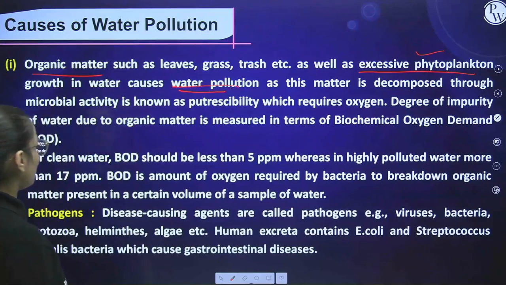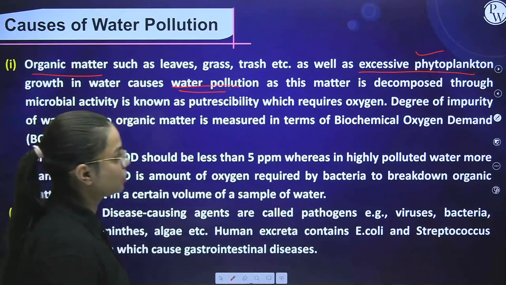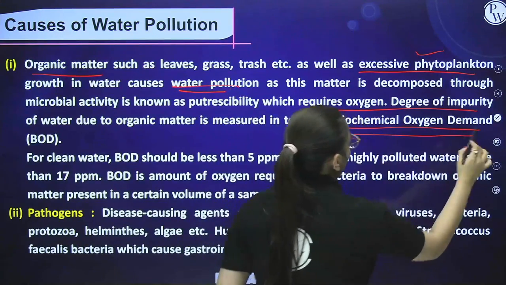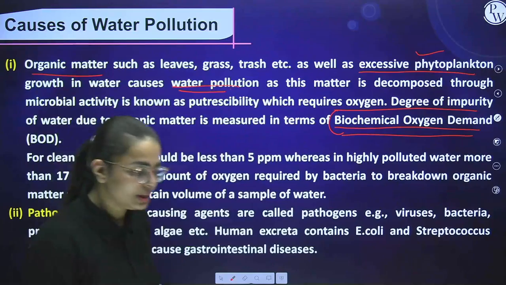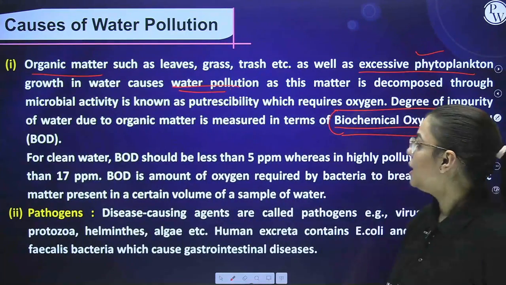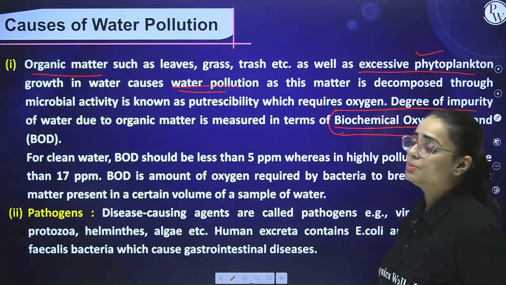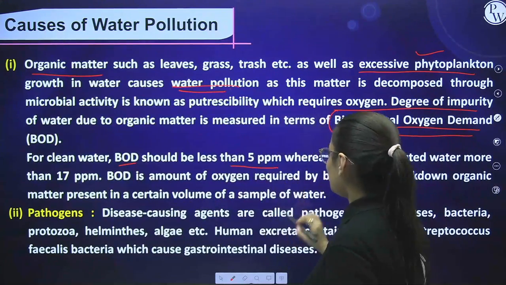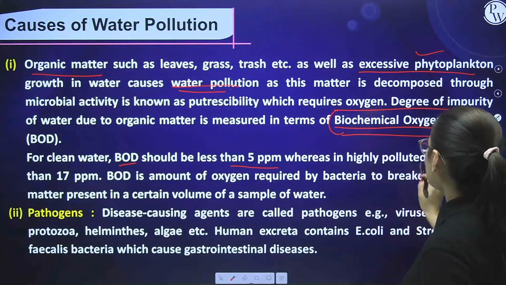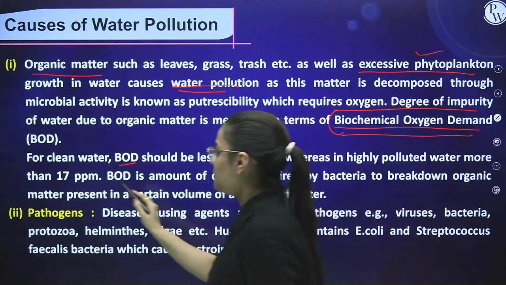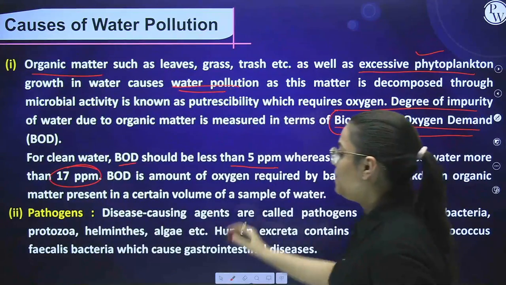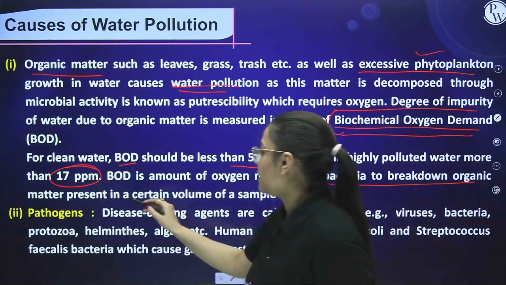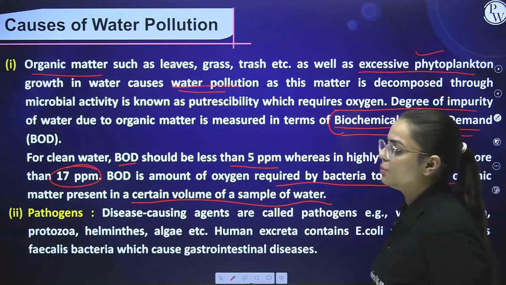The degree of impurity of water due to organic matter is measured in terms of BOD, that is biochemical oxygen demand. Now, to check the degree of impurity in the water, you need to know about the biochemical oxygen demand, that is BOD. See, for clean water, BOD should be less than 5 ppm, that is parts per million, whereas in highly polluted water, it should be more than 17 ppm. BOD is the amount of oxygen required by bacteria to break down organic matter present in a certain volume of a sample of water. Clear?